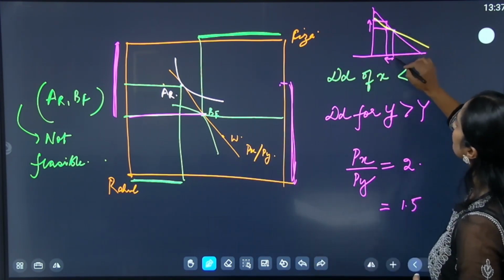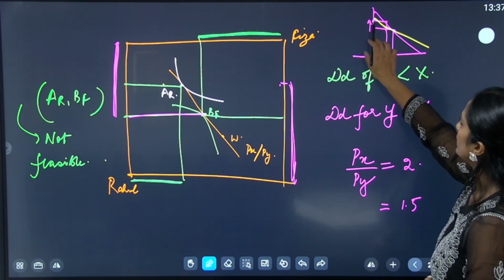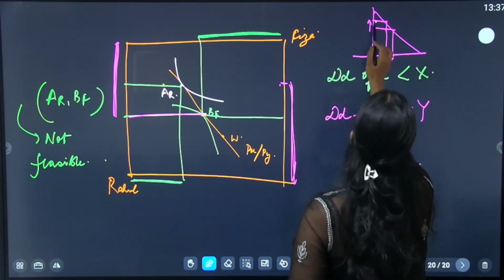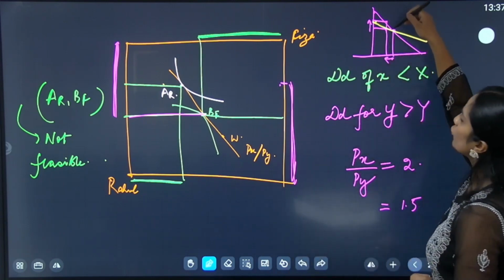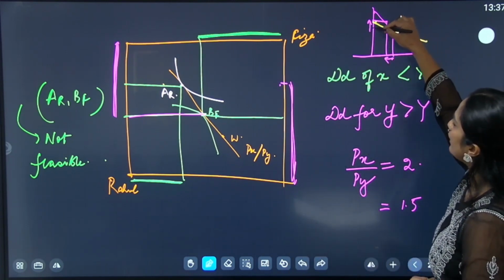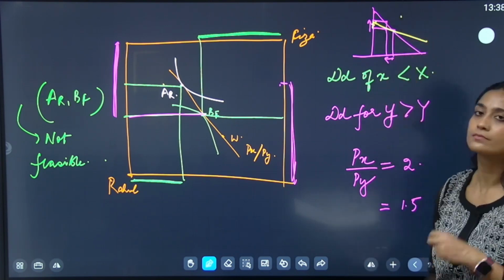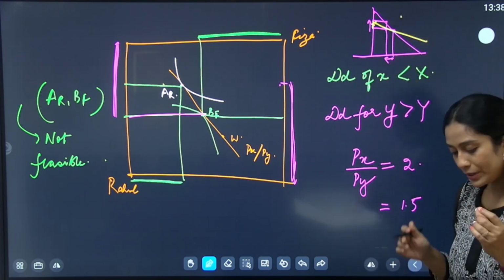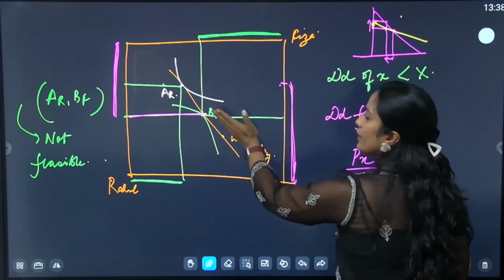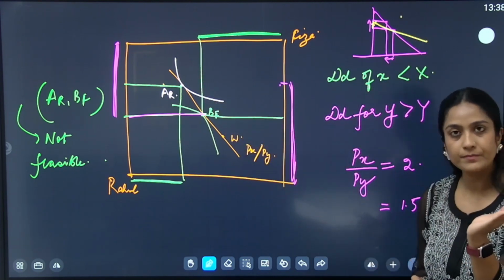So then if this is your new budget constraint, then for every decrease in y, the increase in y will only be this much, right? So essentially it means that your budget line, the Px by Py, needs to become flatter.